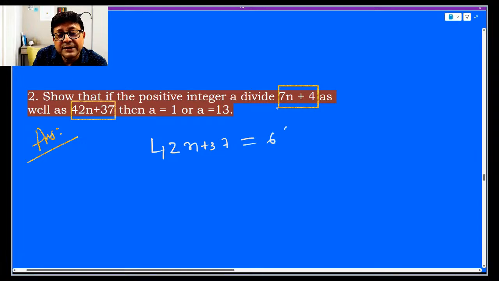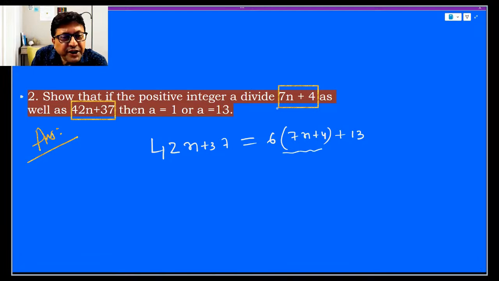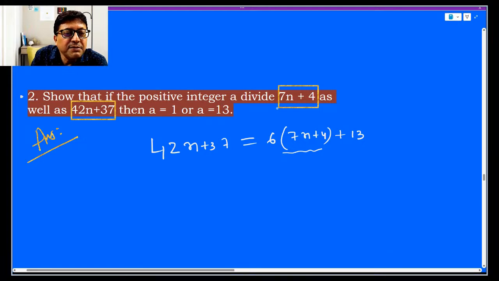You write 6 multiplied by 7n plus 4, but it is not completely divisible by 7n plus 4. Something is extra. 37 is there and it is 24. You write plus 13 over there. Now, this part is divisible by what? The positive integer a divides 7n plus 4, so a divides this one, because 7n plus 4 is divisible. 6 may not be divisible, but 7n plus 4 we know. So this is divisible by a.